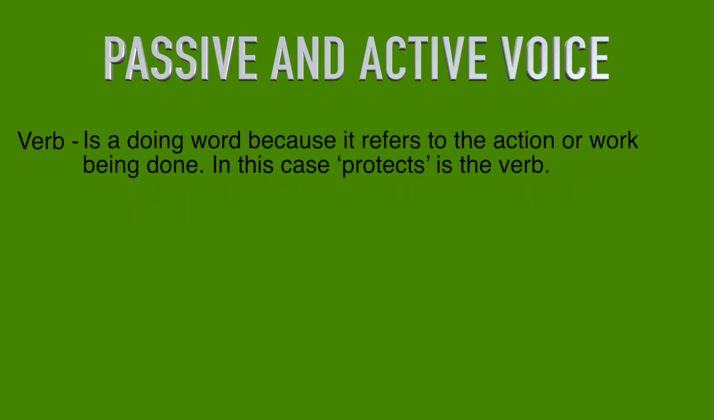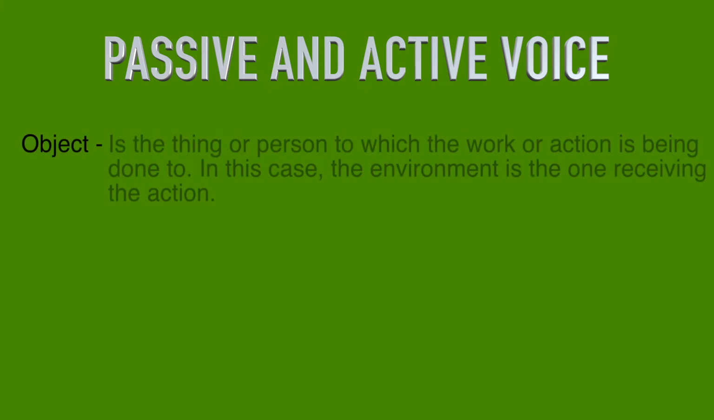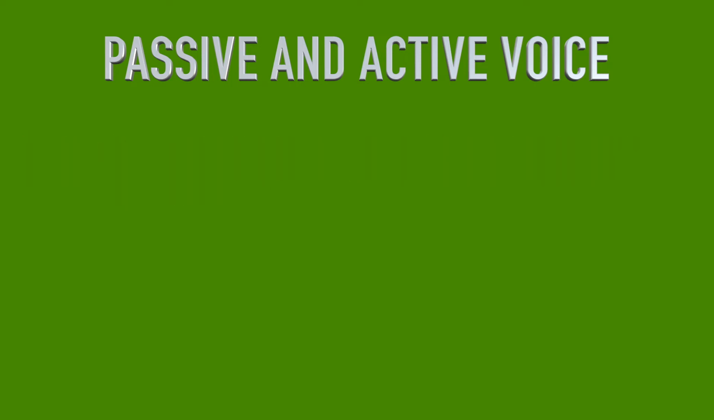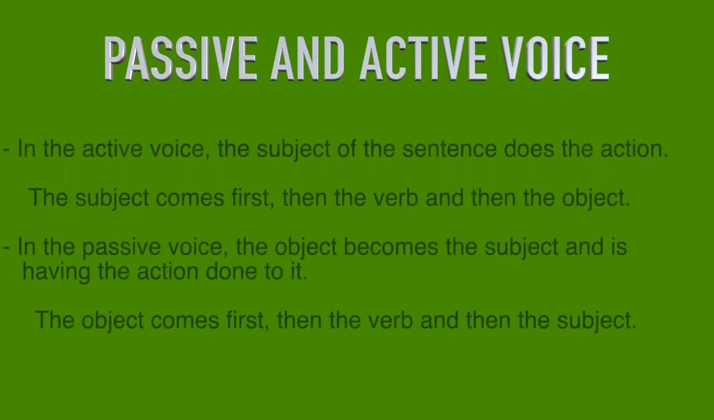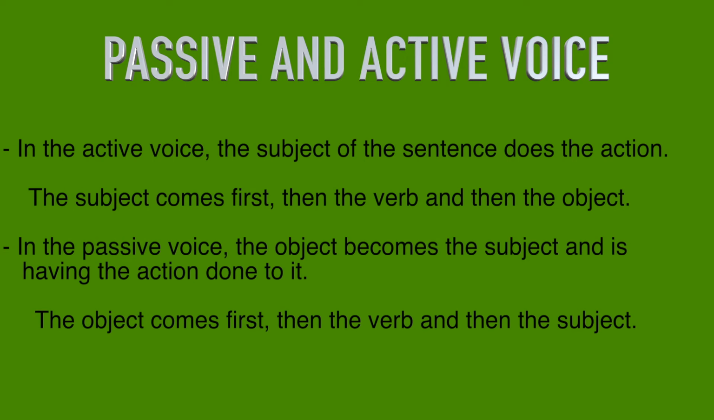A verb is a doing word because it refers to the action or work being done. In this case, protects is the verb. An object is the thing or person to which the work or action is being done. In this case, the environment is the one receiving the action. Very important. In the active voice, the subject of the sentence does the action, meaning the subject comes first, then the verb, and then the object.